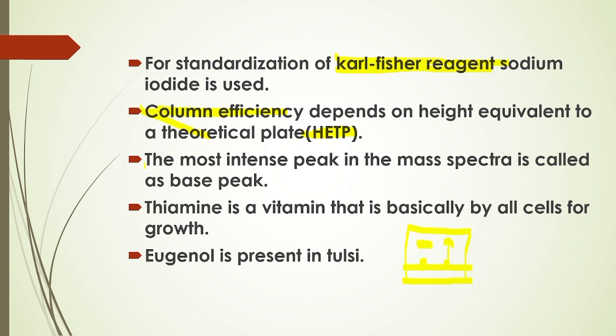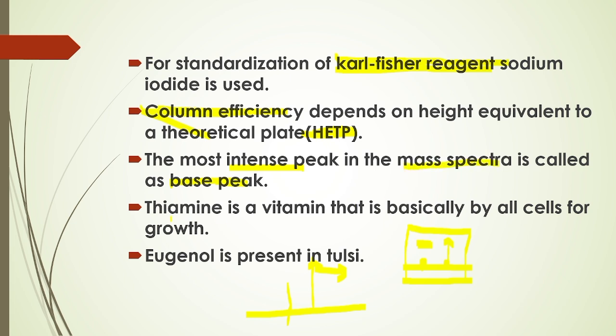And the next one is: the most intense peak in the mass spectra is called the base peak. So what is the intense peak? The intense peak means, when we perform the mass spectra, the highest peak. The highest range of peak is called the base peak, in the mass spectra.